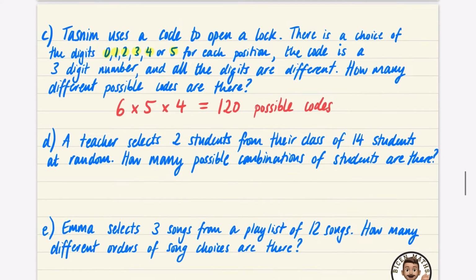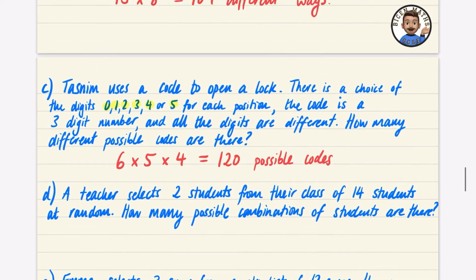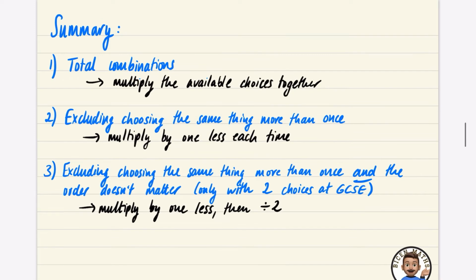Okay, D, it says a teacher selects 2 students from their class of 14 students at random. How many possible combinations of students are there? So let's see if we can think of which one it is, type 1, 2, or 3. Well, I don't think it's going to be this one because after you've picked one of the students, you can't pick them again. So it's not going to be the total combination. So it's going to be between 2 and 3.